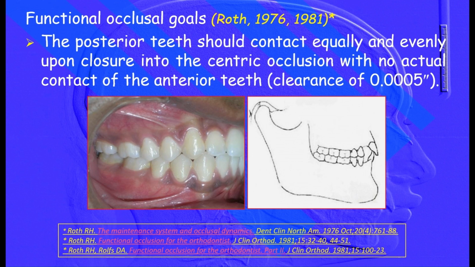There should be a clearance of 0.0005 between upper and lower incisors. The overbite should be 4 mm and the overjet should be 2-3 mm after removal of the orthodontic appliance to allow a gentle glide path.